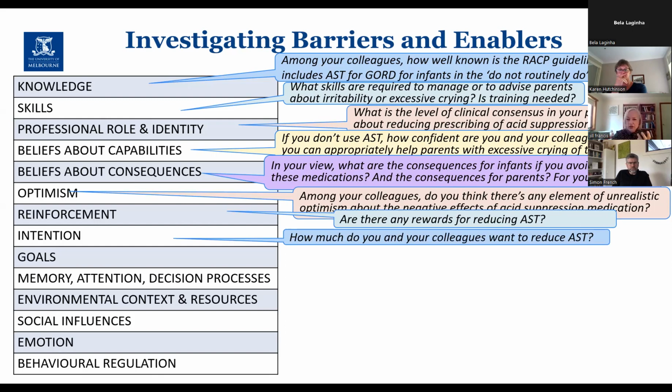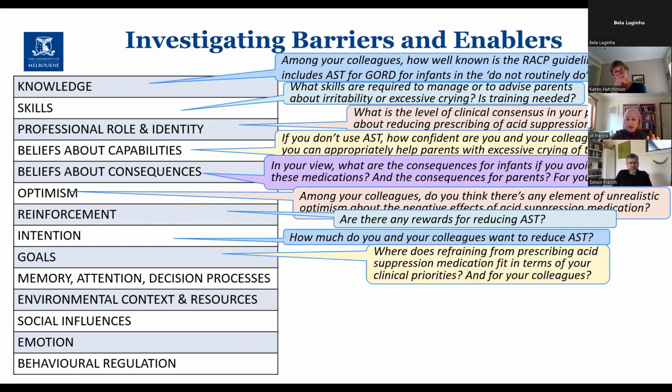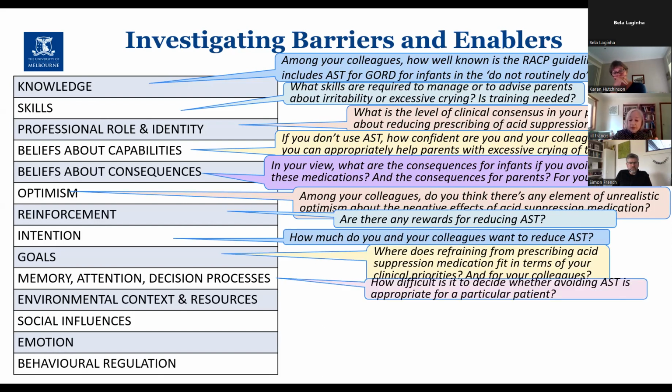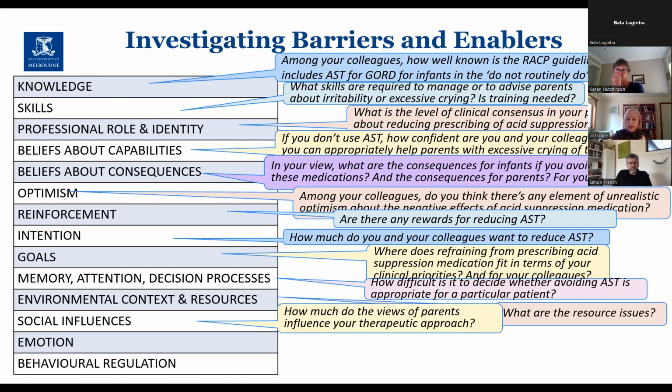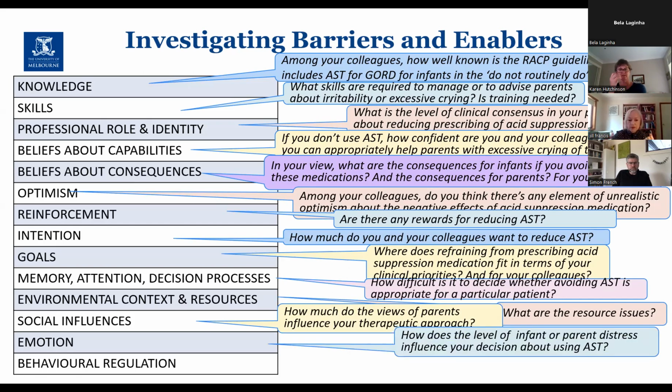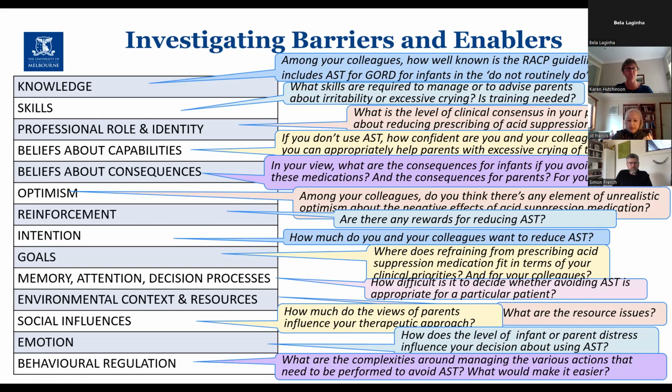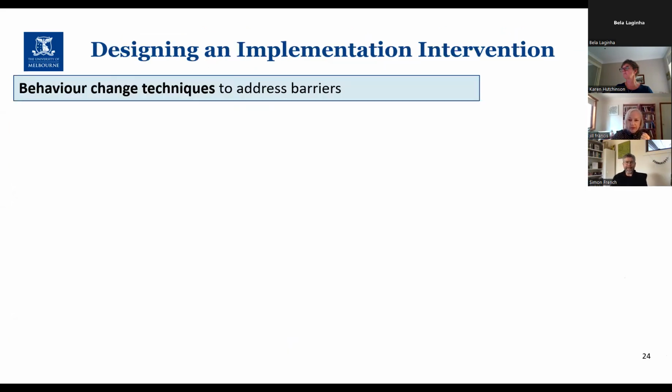Are there any rewards for reducing this kind of prescription? At the gut level, how much do you and your colleagues really want to do this? How does it fit within people's clinical priorities? How difficult is it to decide to do? Are there contextual factors and resource factors? What about the views of other people, professional peers, parents, patients? What about patient distress? How does that affect clinical decision making? And how do people regulate their day in the very complex demands of a clinical environment to make sure that they perform the behaviour that they want to perform? So that's a whiz through the theoretical domains framework.